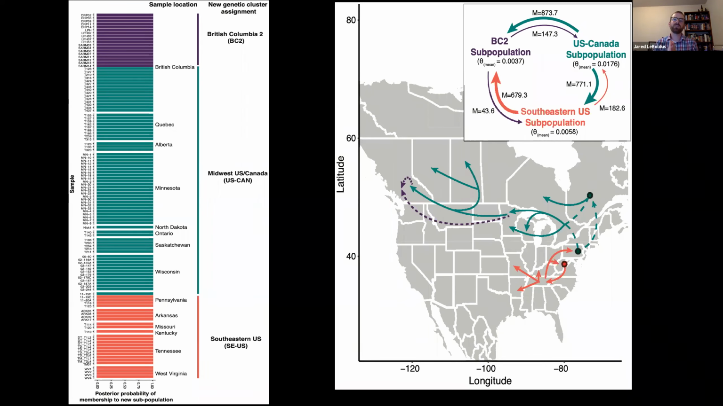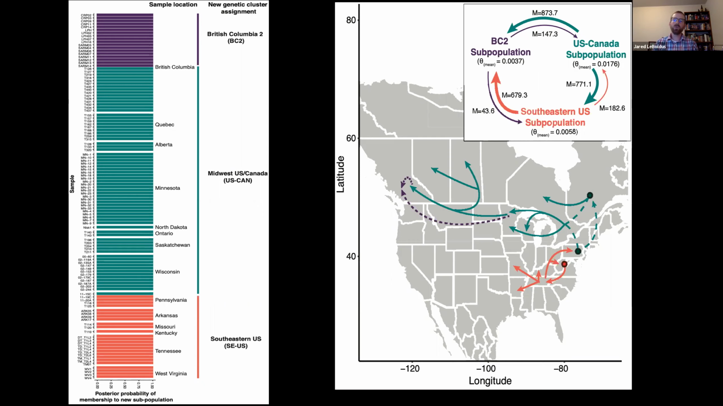And so what you see here on the left side of the screen. Basically what we did was we used a clustering approach that let us test, without any prior information, a whole bunch of different clusters. So 0, 1, 2, 3, 4 clusters. And the best fit for this turns out to be 3 clusters.